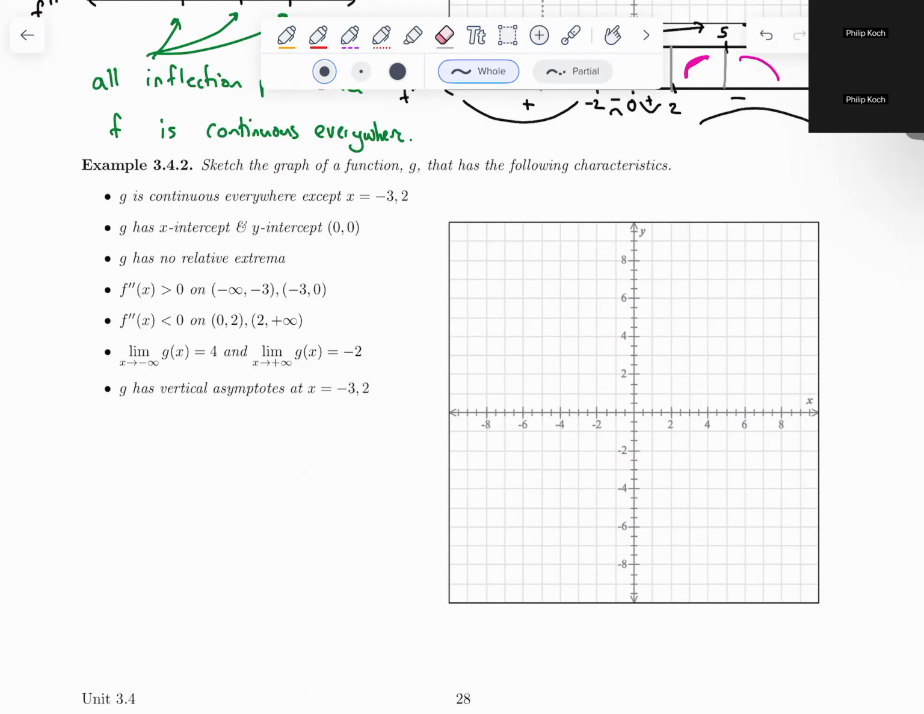It has an x-intercept and a y-intercept at (0, 0). So let's go ahead and plot that point, and we'll do that one in purple. It has no relative extrema, so there should be no hills or valleys in our graph. That's something good to know. And then it tells us about the second derivative. We'll take care of that in a little bit. Well, we can take care of it now. Yeah, why not?